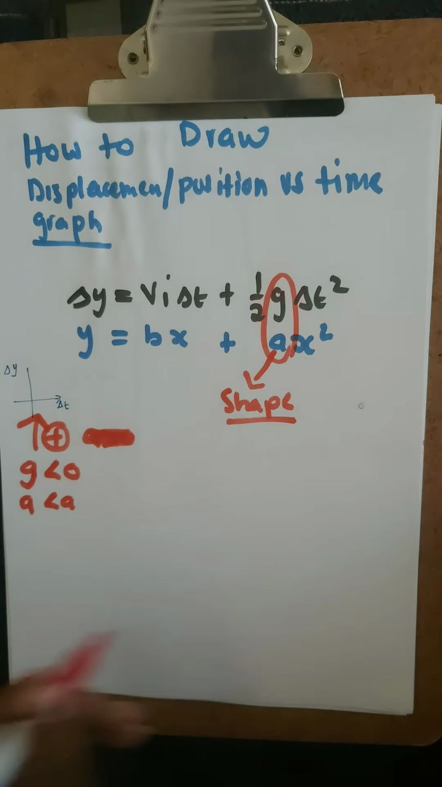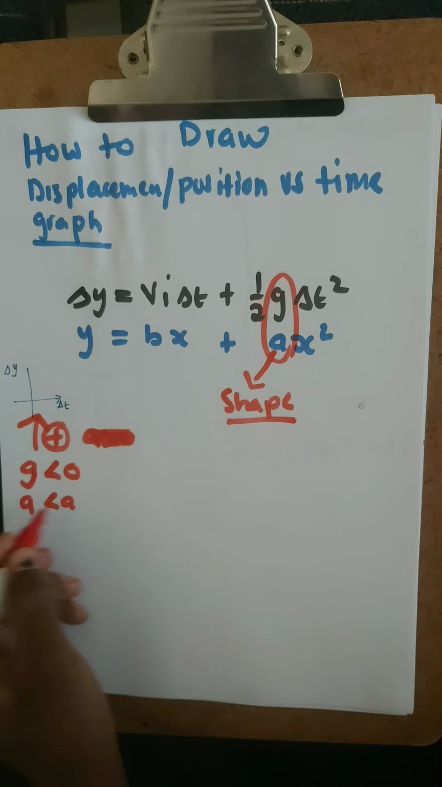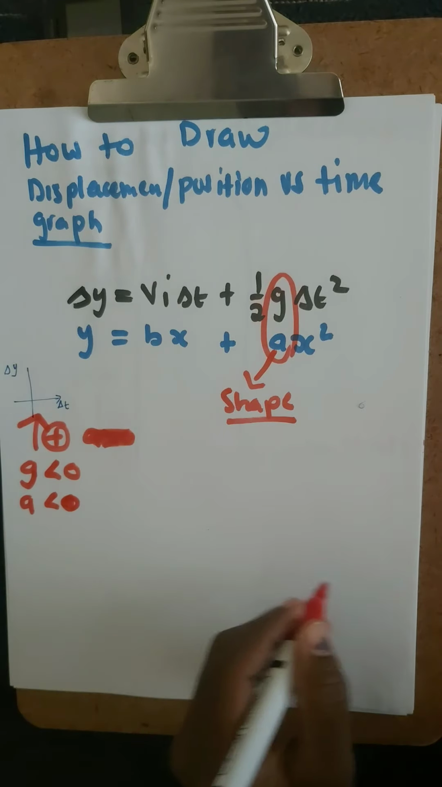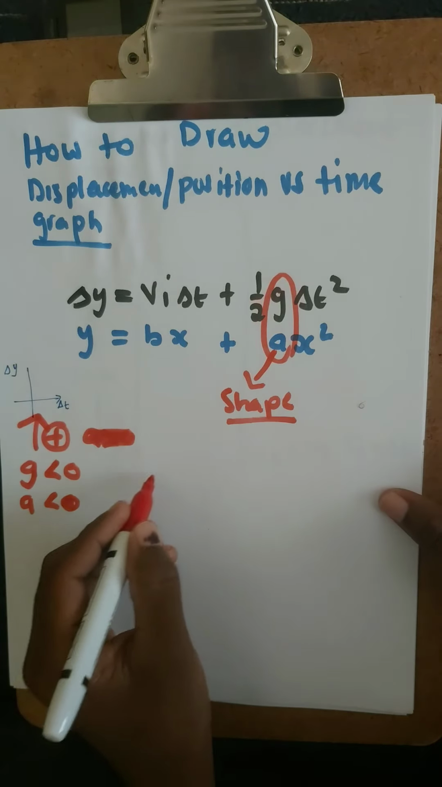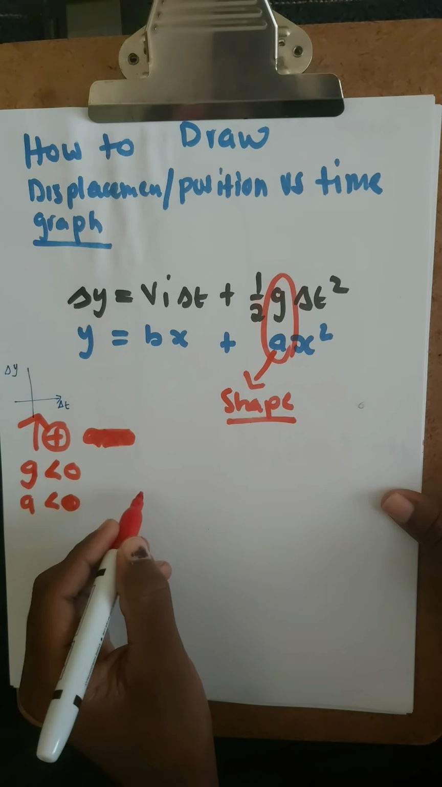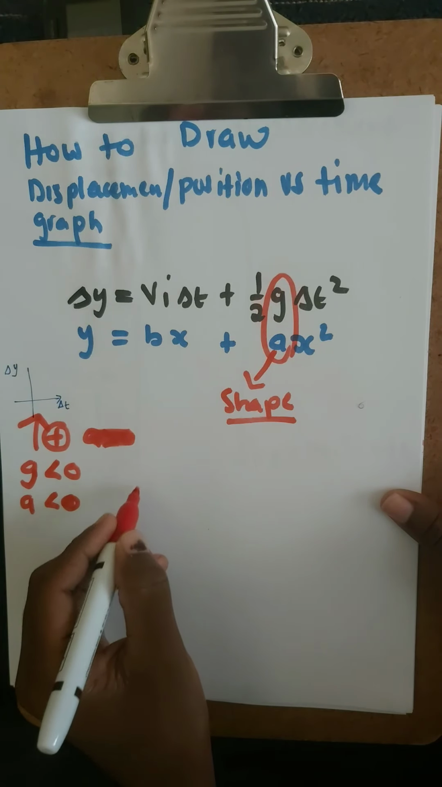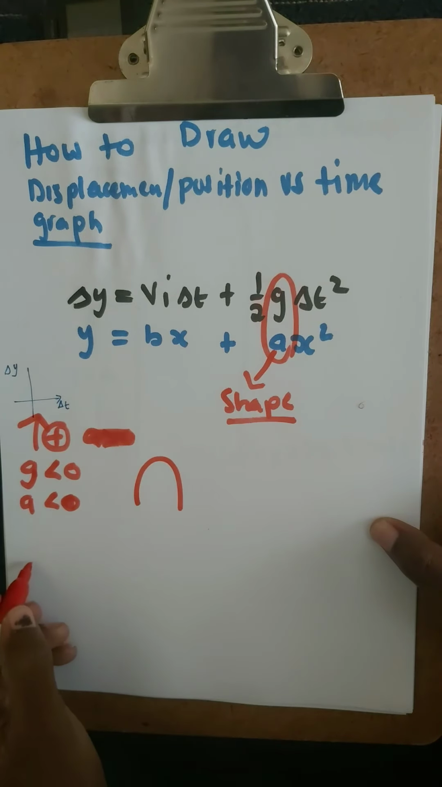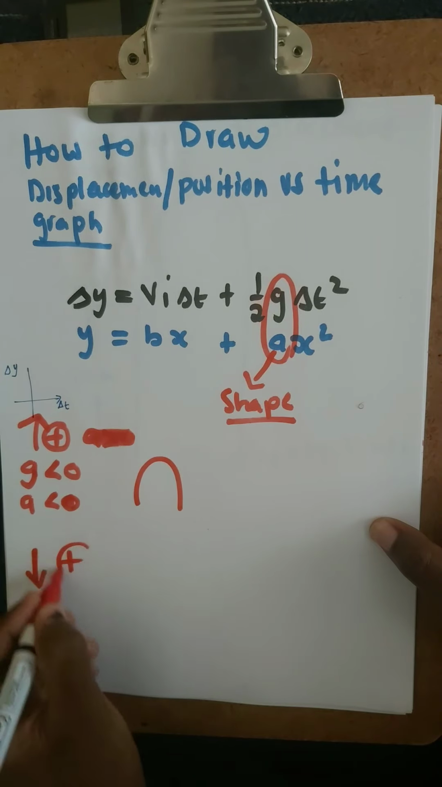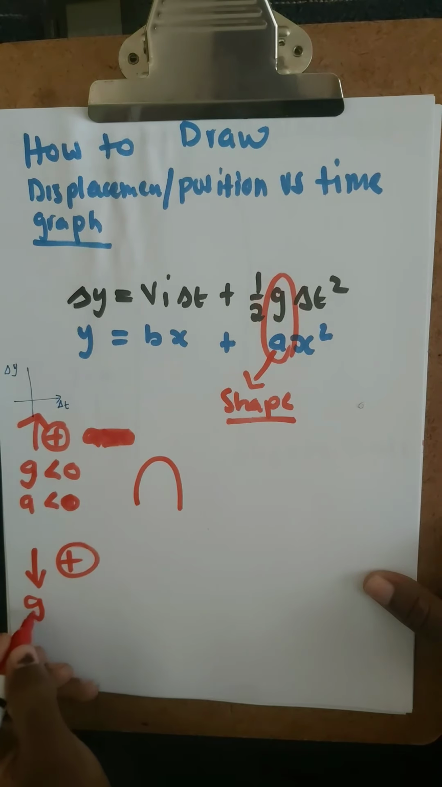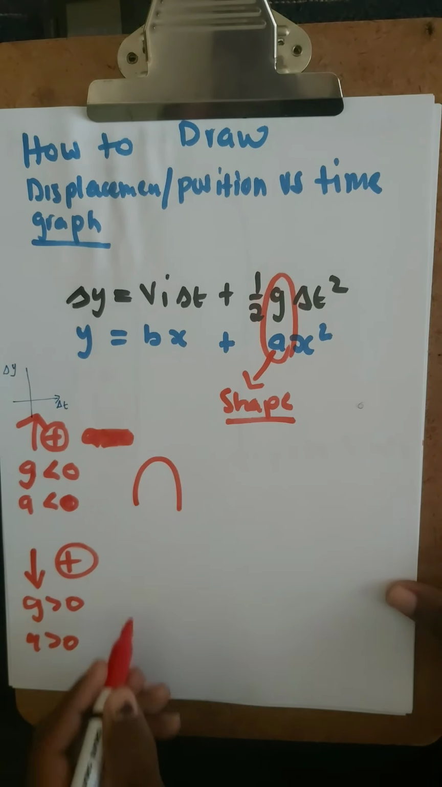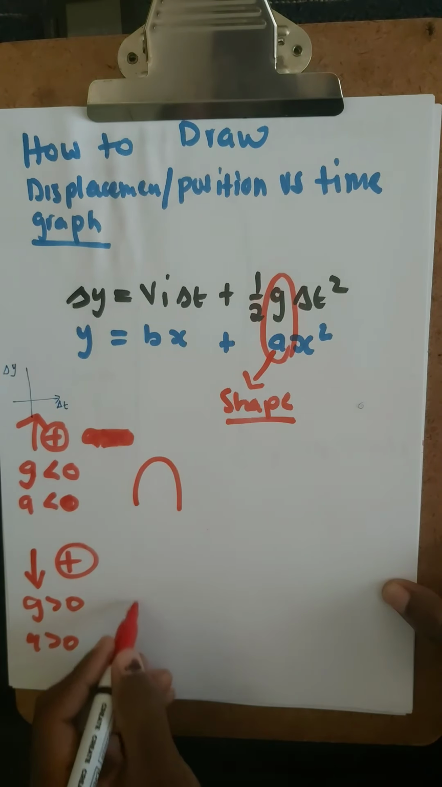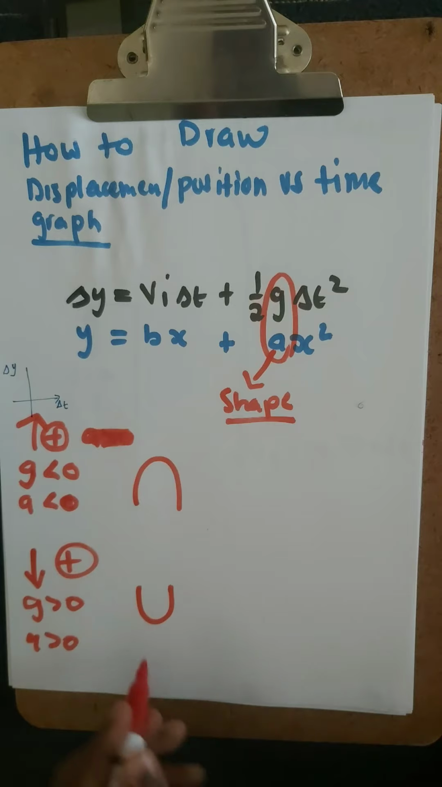A is negative, a is negative. Then if a is negative, the shape of the graph is a sad face. Okay, then let's say you choose downwards to be positive. If you choose downwards to be positive, your g is going to be positive, a positive. So your graph is going to be a happy face.